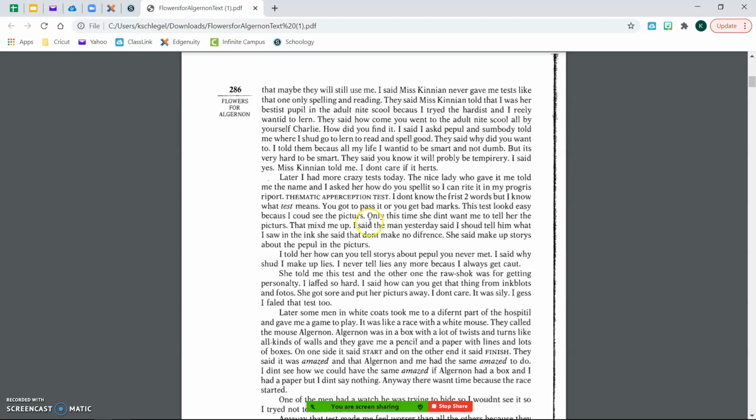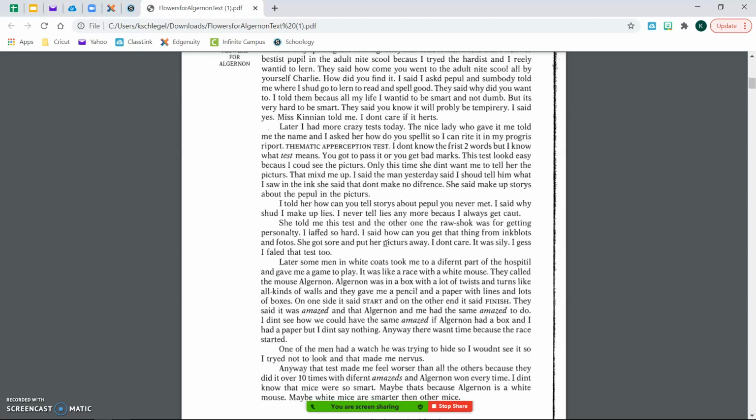That mixed me up. I said the man yesterday said I should tell him what I saw in the ink, and she said that don't make no difference. She said make up stories about the people in the pictures. I told her, how can you tell stories about people you never met? I said, why should I make up lies? I never tell lies anymore because I always get caught. She told me this test and the other one, the Rorschach, was for getting personality. I laughed so hard. I said, how can you get that thing from ink blots and photos? She got sore and put her pictures away. I don't really care. It was silly. I guess I failed that test too.